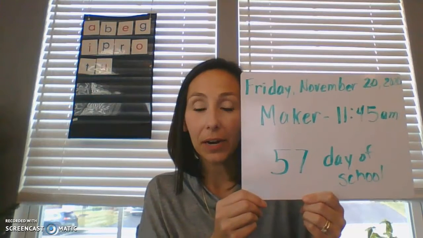Today is Friday, November 20th, 2020. Your special today is Maker, and it is the 57th day of school. So I don't have my coins here with me, but it is the 57th day of school. So before we go over the schedule, if you'd like to join me for the Pledge of Allegiance.